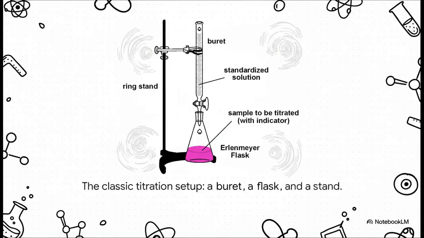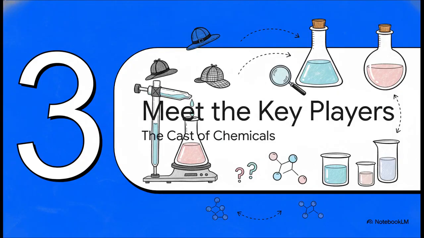All right, let's take a look at the scene of the crime, so to speak. This is your classic titration setup. That long glass tube up top, that's called a burette. It's going to hold one of our key solutions. And down below, you've got the flask, and that's where our mystery substance is hiding. It might look simple, but don't let that fool you. This setup is incredibly powerful. So, to really get how this works, we need to meet the key players. Think of it like a little play. Each component has a super specific role to play in cracking this case.